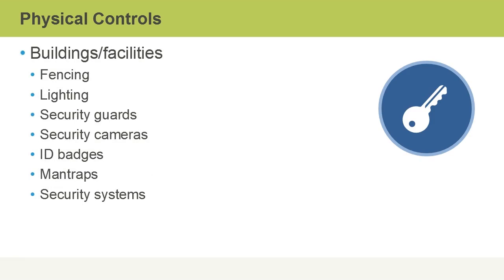Then there are physical controls related to physical buildings and facilities, or even floors within buildings. Things like fencing to keep people out, proper lighting, security guards, security cameras, the use of ID badges for personnel identification, especially after hours and even during work hours, man traps, which require that an outer door be closed before a second inner door allows access to a facility. So there are various security systems, such as alarm and sensor systems, that can be used to physically protect buildings, facilities, and even floors within buildings.